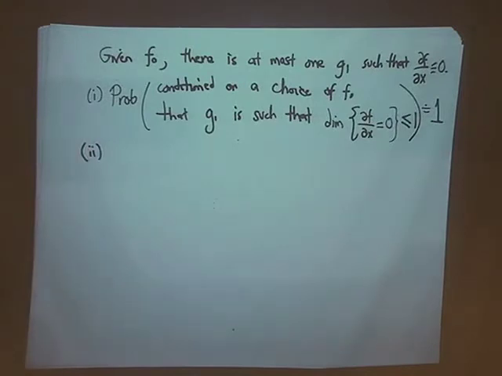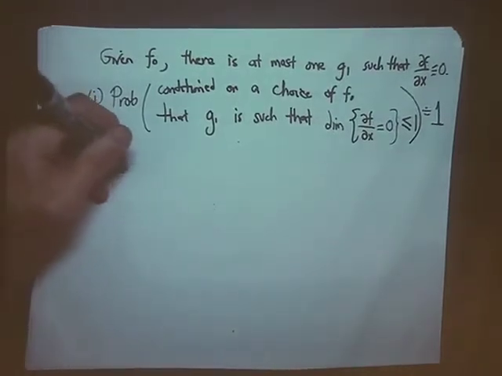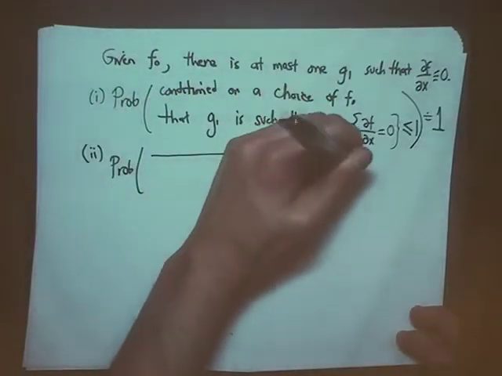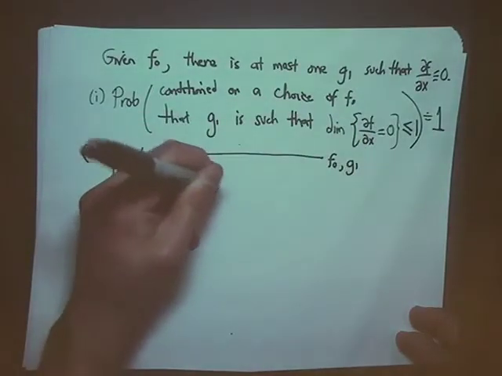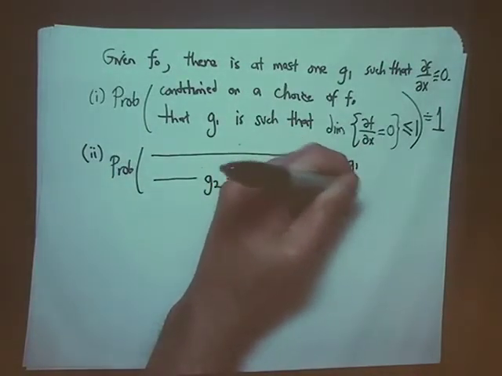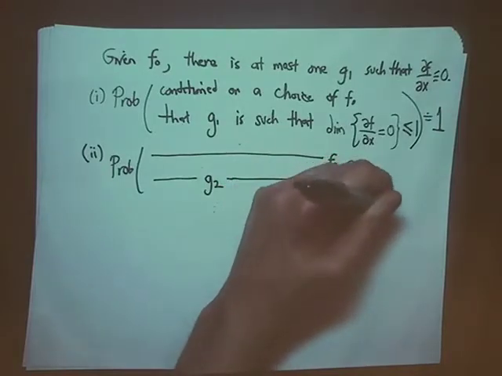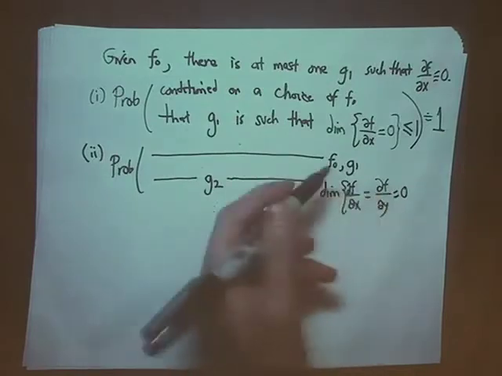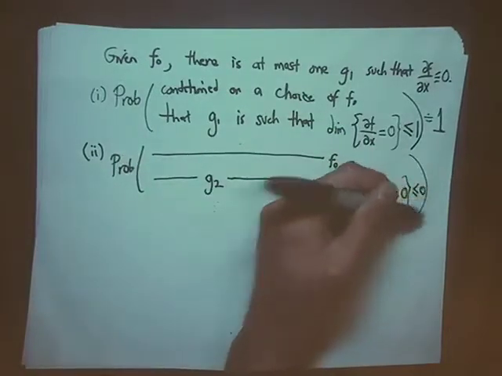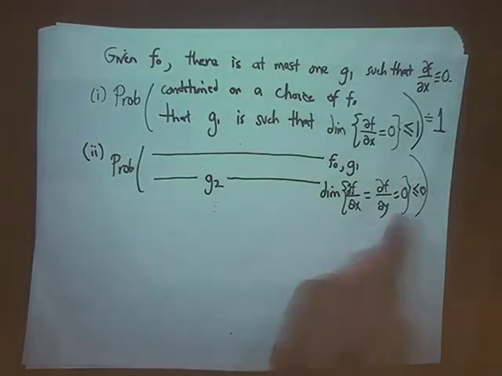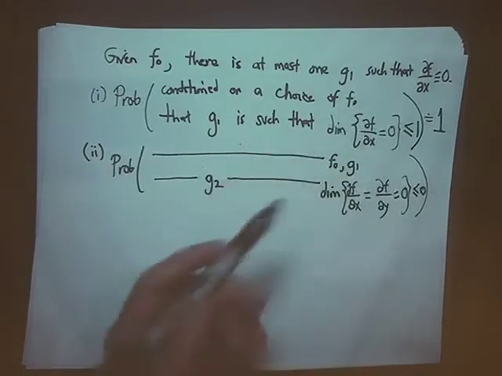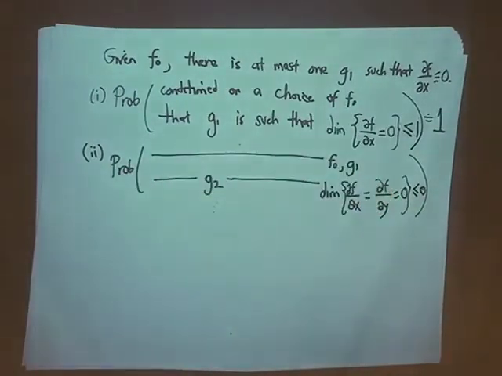Okay, so now I'm going to imagine that f0 and g1 are fixed and ask, conditioned on a choice of f0 and g1, what's the probability that g2 is such that the dimension of the locus cut out by both partial derivatives is zero? Because the singularities are going to have to be places where both partial derivatives are zero. So what's the probability that g2 will make this happen? In other words, how could this fail, if this extra polynomial doesn't cut down the dimension of this locus?